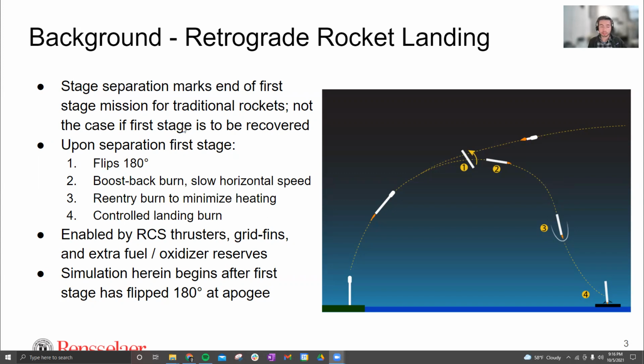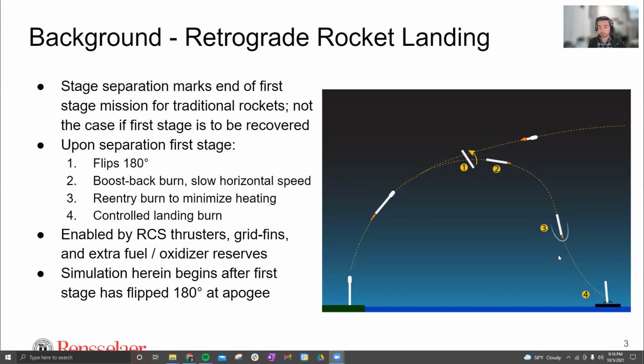If the rocket first stage is to be reused, though, a series of events occurs as depicted in this image on the right-hand side of the slide. So just going through a little bit of that, these numbers correspond with the numbers on the picture. The rocket first stage flips itself 180 degrees around, so the engines are now facing downward, downrange. Then, number two, this boost back burn, is to slow down its horizontal velocity.